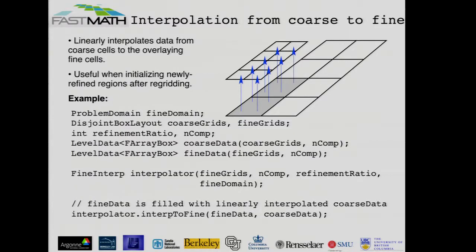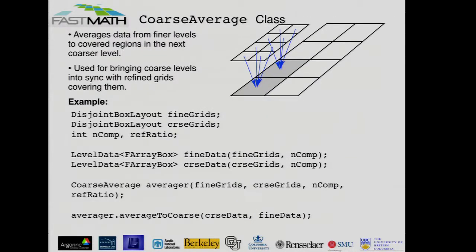Another time when this interpolation happens is when you are filling the ghost cells of a fine level patch that is at a fine-coarse boundary. The next class that is part of the bookkeeping operations is the coarse average class, where you take data from the fine cells, average it out, and put it into the coarse cell. This is used when you are doing things like flux corrections or the synchronization after the time step has completed.